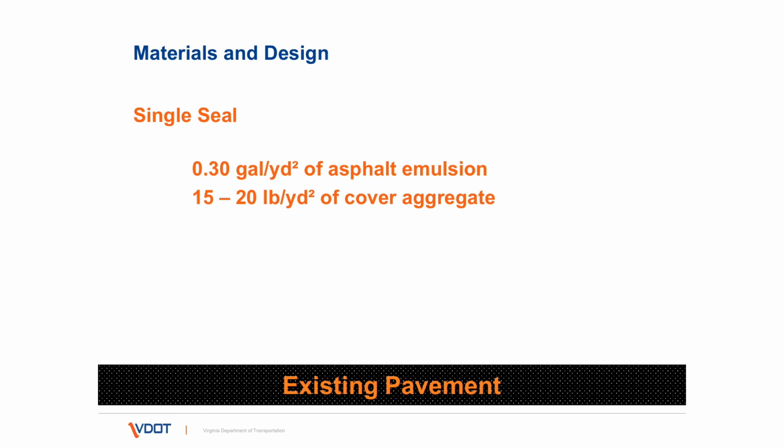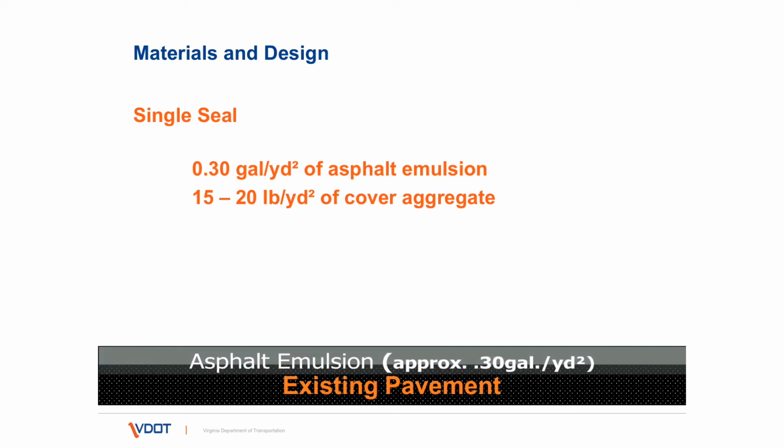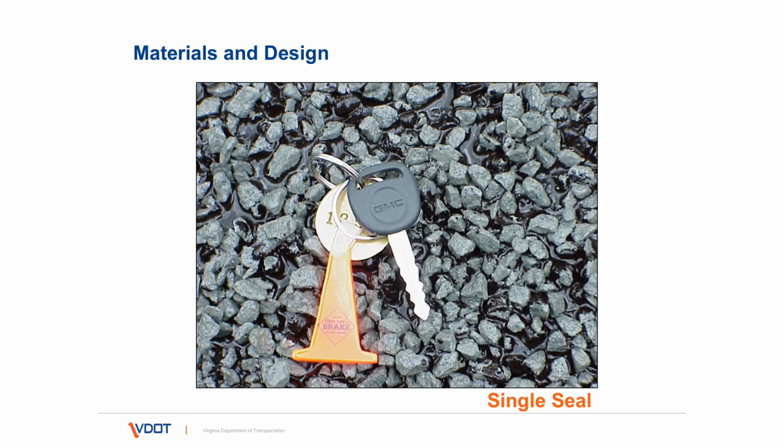So talking about seals, this is an example of a single seal where 0.3 of a gallon per square yard of asphalt emulsion is sprayed onto the roadway, and that's followed by 15 to 20 pounds of cover aggregate on top of it. And then that's rolled. The rolling will happen immediately after the placement of the aggregate.